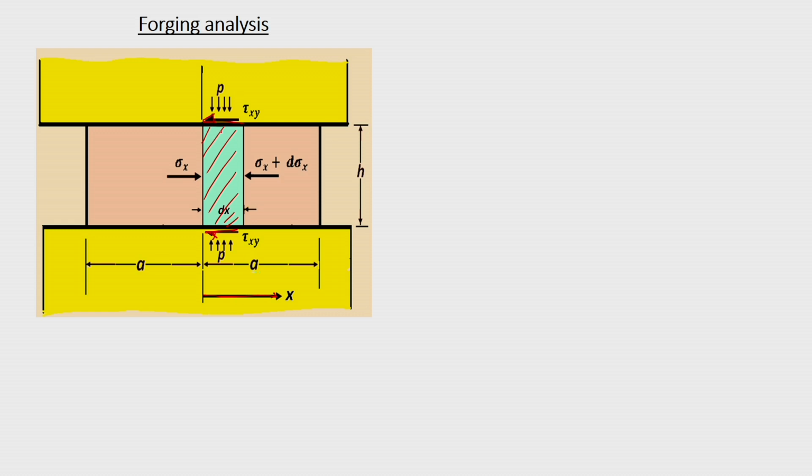If you take the equilibrium of forces on this element along the x direction, taking a unit width perpendicular to the plane of this diagram, that means width is assumed to be unity, then we can write sigma x into h minus (sigma x plus d sigma x) into h, minus, since two surfaces are coming, 2 tau xy into dx, is equal to 0. This is the equilibrium condition of forces in the x direction.